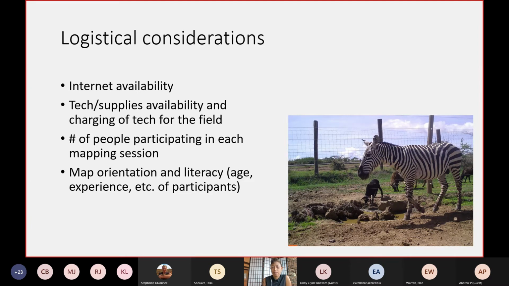The other important part is map orientation and literacy. We don't always work with literate populations and people who have seen a map before. So you need to be thinking ahead of time and doing a lot of test cases in conjunction with the community about what types of map orientation actually work, and what people need in order to get past the fact that maybe they haven't held a pen before. All of these aspects you need to be keeping in mind.